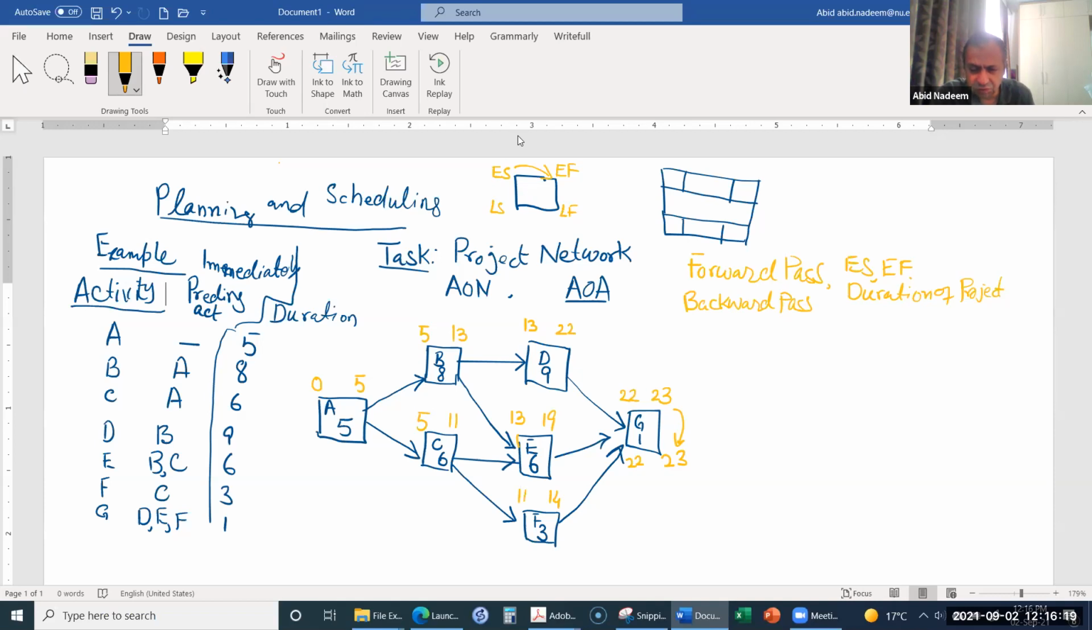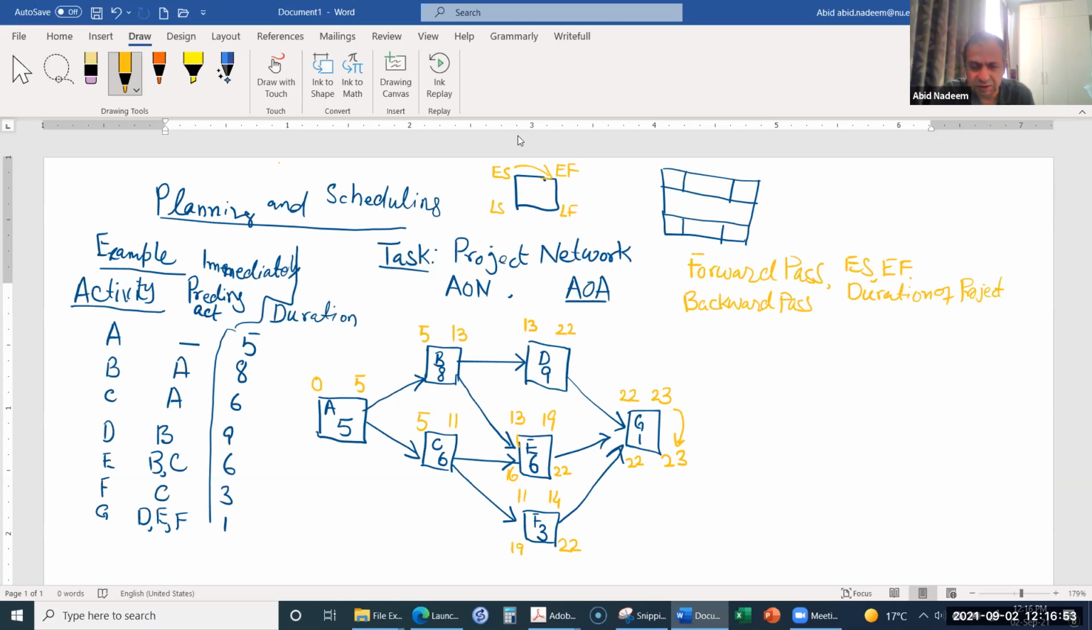So from 22 we will move to activity F. It will be 22 over here. 22 minus 3, it will be 19. And then I will move to activity E. For activity E, it will be 22 over here. 22 minus 6, it will be 16. So now the late start time of activity E is 16, and the late finish time is 22. And then we will move to activity D.